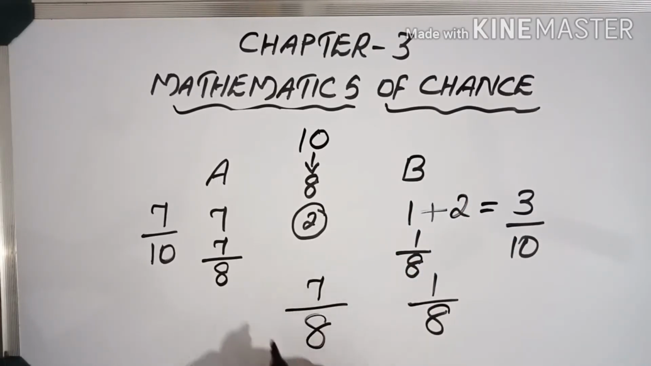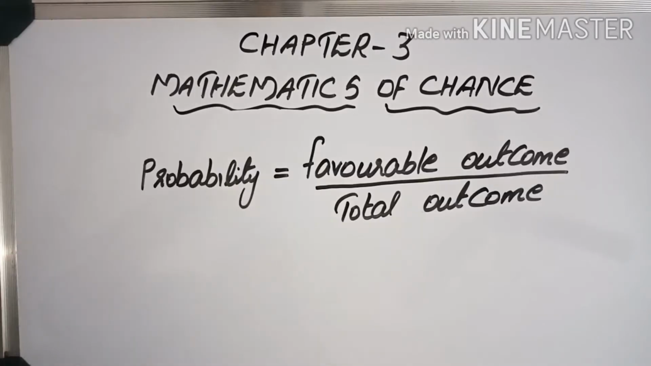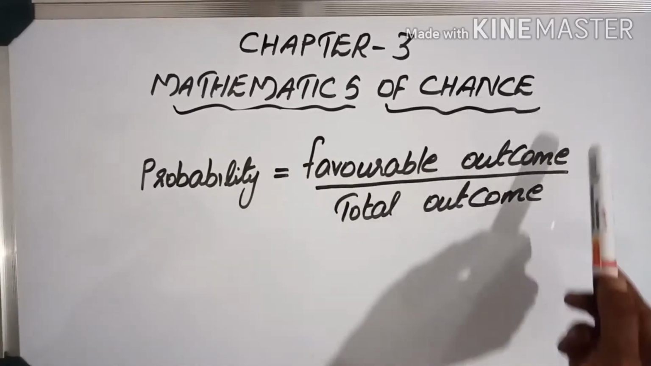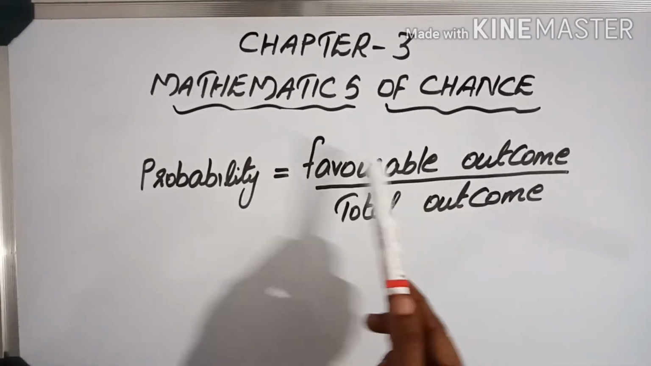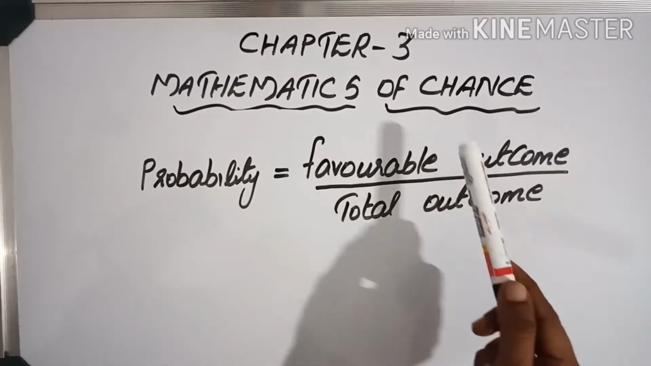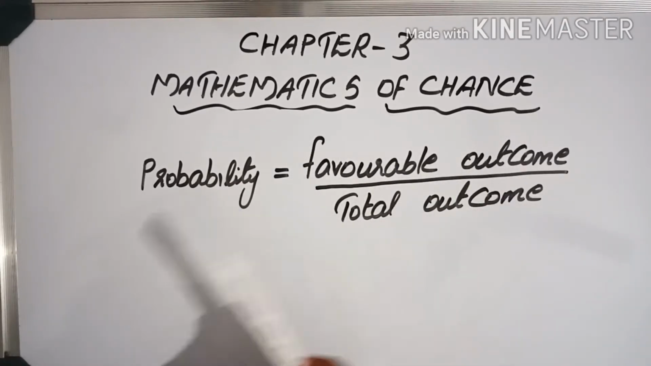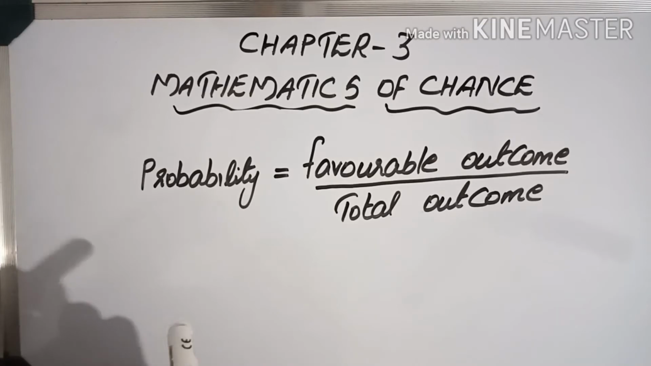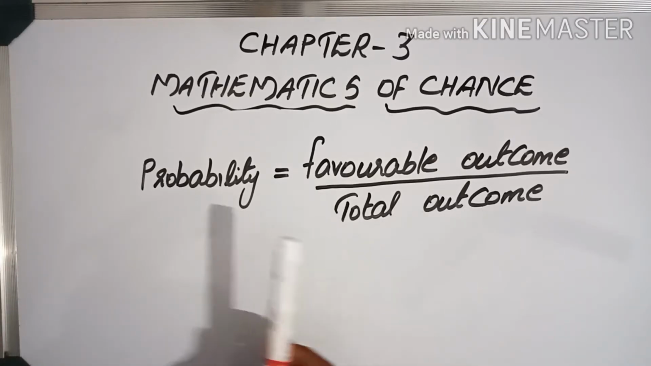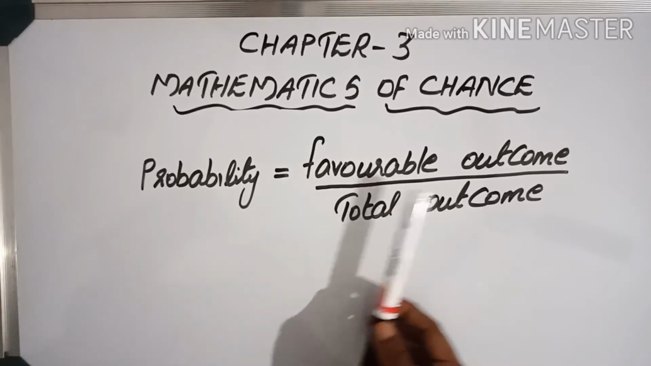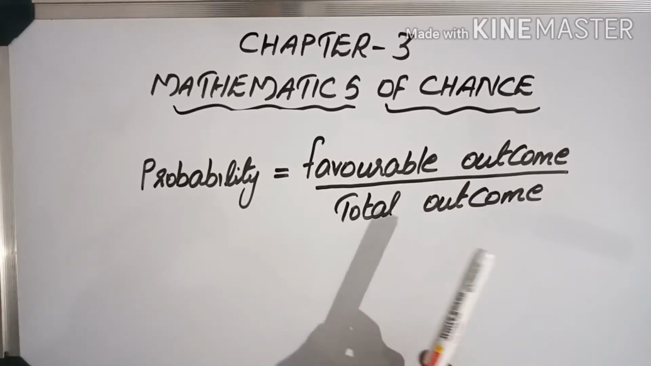So this is the equation. Probability equals favorable outcome divided by total outcome. If we are considering A group, A group's favorable outcome will be in the numerator portion. That is the favorable outcome for A. A group's favorable number we will write here. Now total outcome means, for the entire problem, what is the total outcome, that we will write here. So this is the equation: probability equals favorable outcome divided by total outcome.